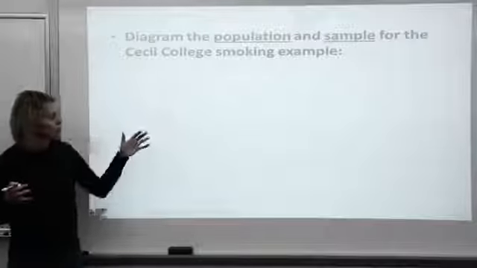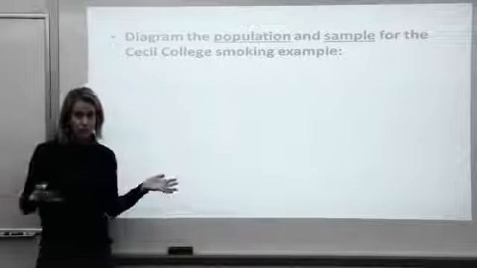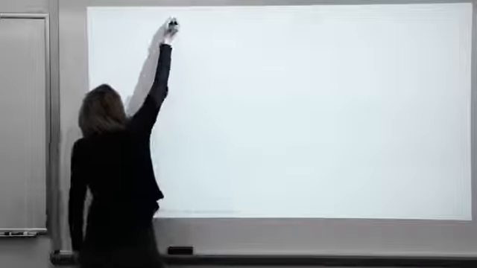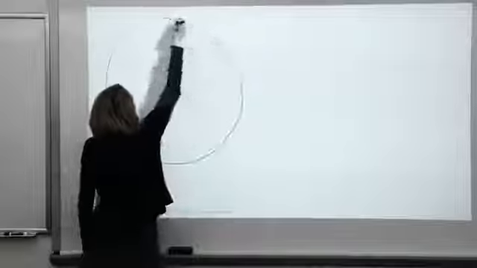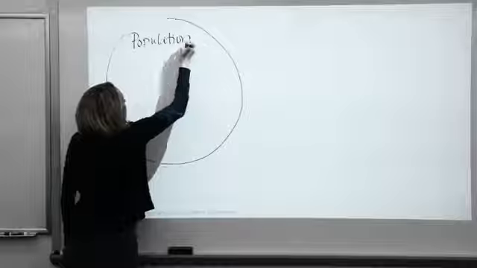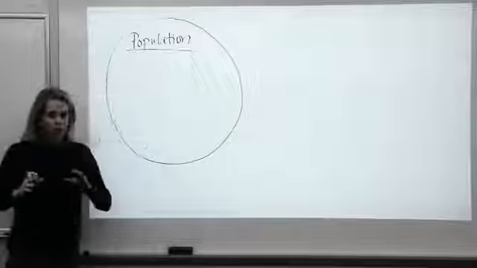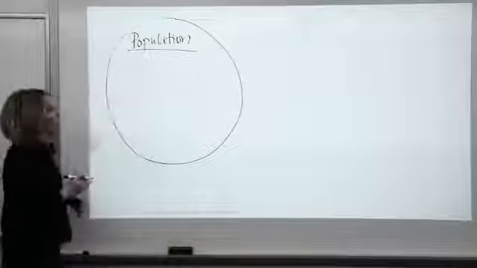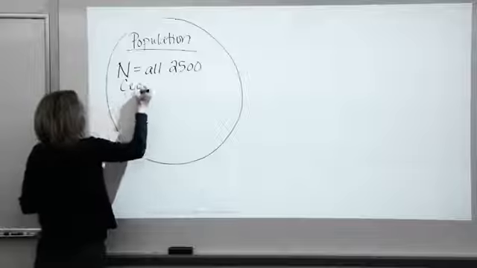I want to draw a picture of what the population is in the context of this smoking problem and what the sample is. So I'm going to get a clean picture. Let me make a big circle. I'll call this the population. Our population is all Cecil College students. For population size, we use a capital letter N, and we're going to say there's about 2,500 Cecil students. So this is all 2,500 Cecil students.